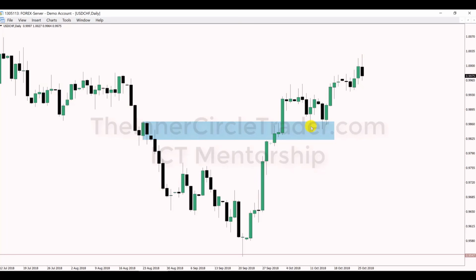This raid below this low here, we don't see that as a market structure break to the lower end or downside. Why? Because the narrative has not changed. We have yet to take out the equal highs here and on the weekly and monthly. That buy side liquidity pool or pools are still intact. So that's where the draw on liquidity is.